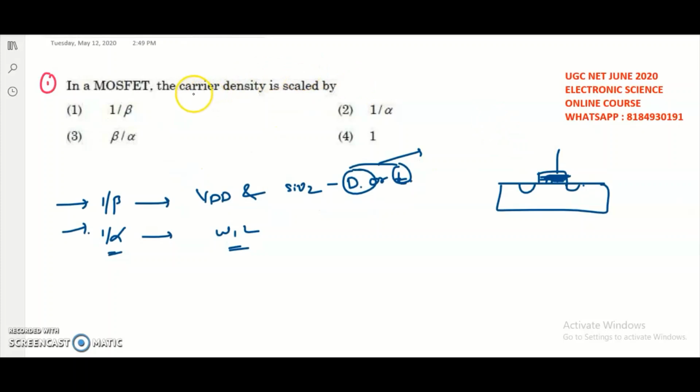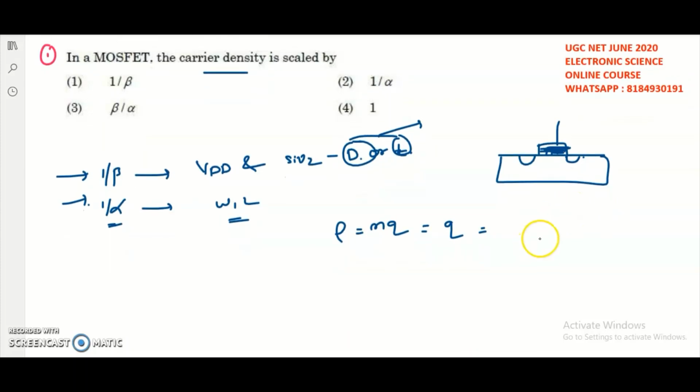Here they have given the carrier density. Generally, the charge carrier density is represented with rho, where rho is equal to n into q. That means for n number of charge carriers, the charge density rho is equal to n into q. But here they simply represent the carrier density. So if I treat n as 1, I will get simply q, that is charge.